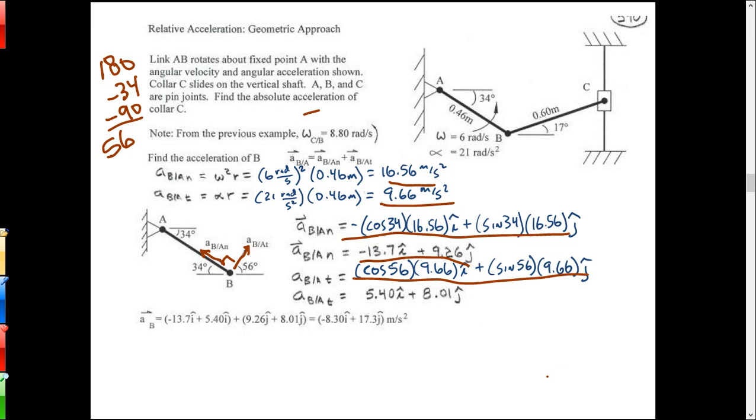And then what you can do is add those two things together to get the total acceleration of B. And I did that for you down there. It's negative 8.3i plus 17.3j. So that's what B's doing as far as its acceleration. It's just rotating around A, so it's got a combined acceleration of negative 8.3i plus 17.3j.